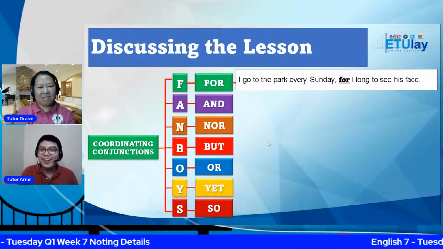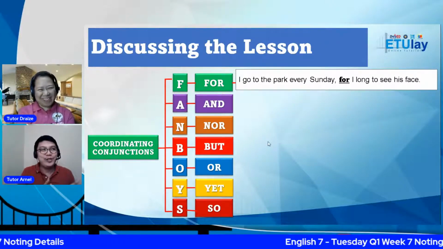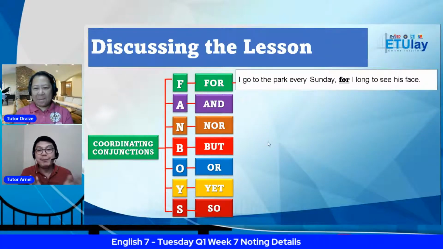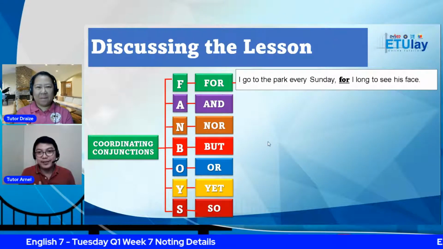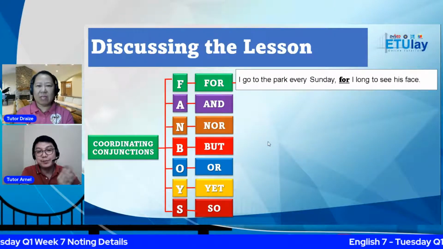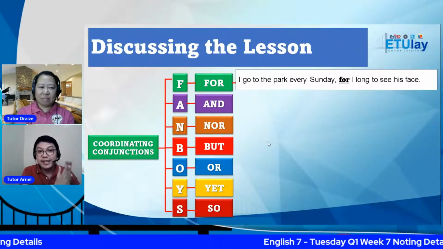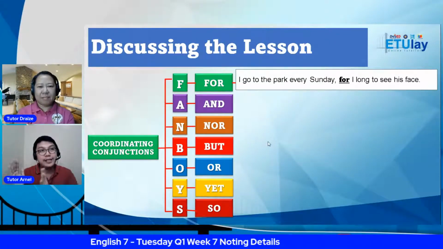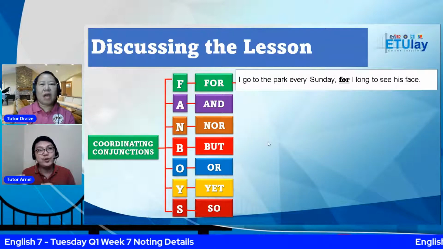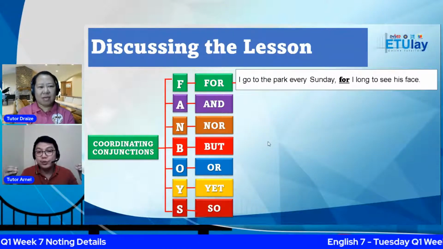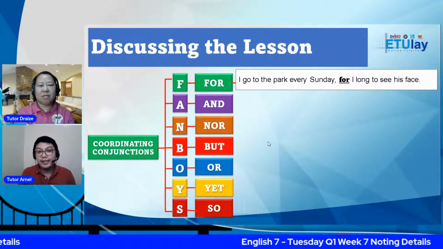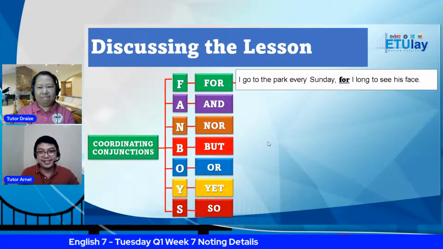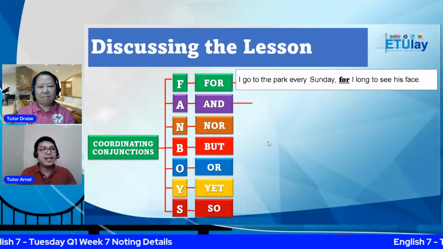So if you will notice, class, the first group of words that we have, I go to the park every Sunday, can simply stand if you cut it. That simply means an independent clause, because even though you remove the rest, that can still stand alone. Another group of words that can stand alone is I long to see his face. So for you to combine these two, we use a coordinating conjunction to form one longer sentence. You see the example? All right.